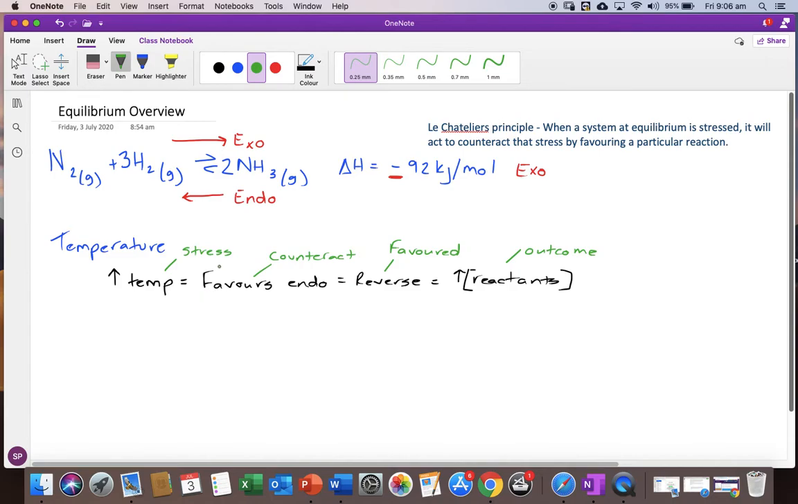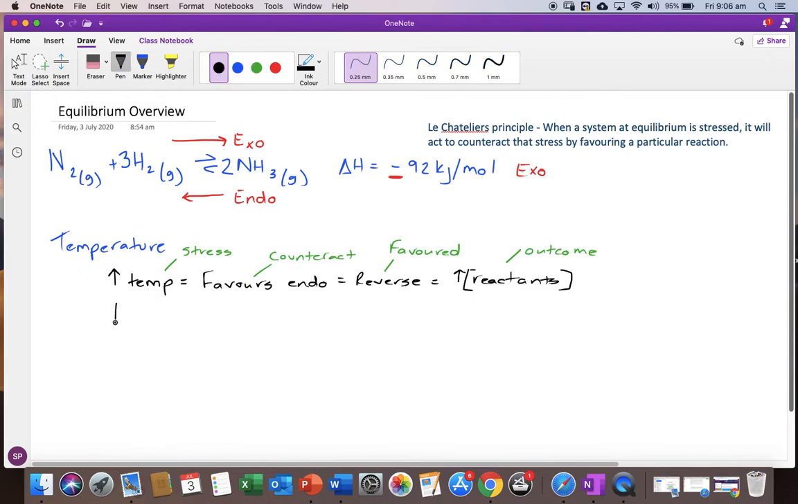Okay, so what's the stress? How is the system going to counteract it? What reaction is then going to be favoured? And then basically what's the outcome? This part can sometimes be a colour. It can be asking you what happens to a particular species within the reaction. It can be lots of different things, it just depends on the question that's posed.